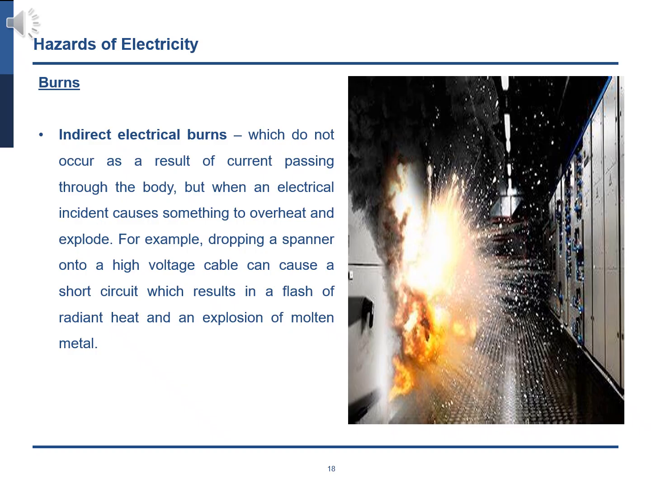Indirect electrical burns, which do not occur as a result of current passing through the body, but when an electrical incident causes something to overheat and explode. For example, dropping a spanner onto a high-voltage cable can cause a short circuit which results in a flash of radiant heat and an explosion of molten metal.